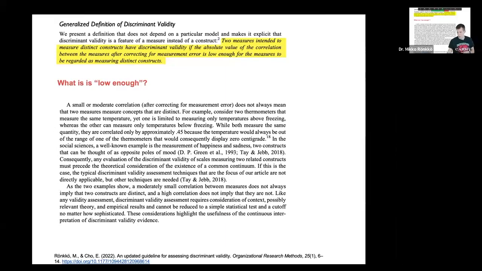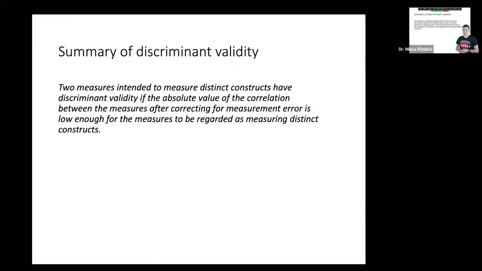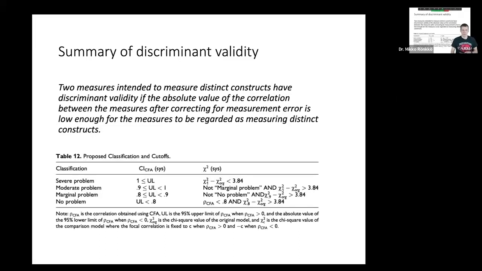So the summary of discriminant validity is: two measures intended to measure two distinct constructs have discriminant validity if the absolute value of the correlation between the measures is low enough for the measures to be regarded as measuring distinct constructs. So that is my summary. And in our paper, we present some general cutoffs. So this is the starting point. And as I said, take the context into consideration, but if you have nothing else that you could rely on, then you can rely on these cutoffs.